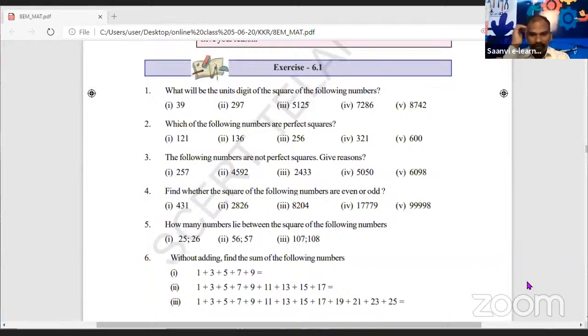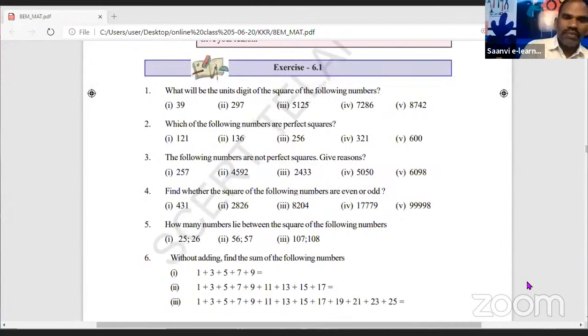Okay, first one you see: 121, 136, 256, 321, 600. See here, what is the first one? 121. 121 we can write as 11 into 11, product of two same numbers. 11 into 11 equal to 121. So 121 is a perfect square number.